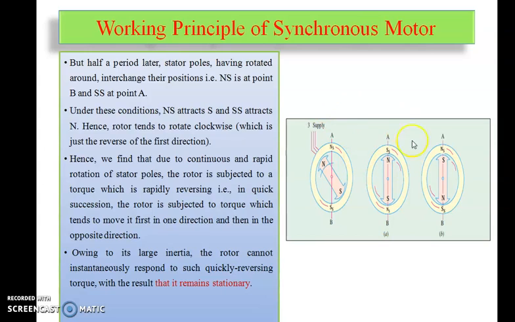So because of this, at the next instant, this A position or A point becomes S pole and N pole is located at B. Now under this condition, N attracts S and S attracts N. Hence the rotor tends to rotate clockwise.